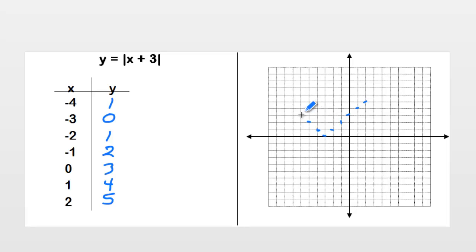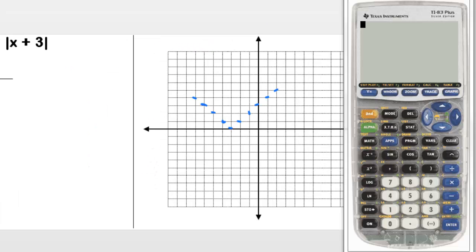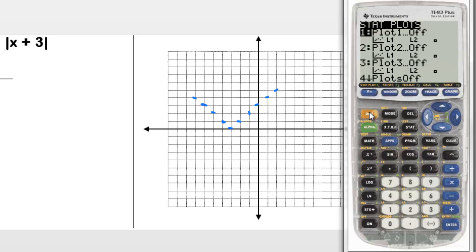So once you're familiar with how the absolute value function works, it's possible to use a graphing calculator or an online graphing calculator to verify your work. Please make sure you understand the underlying function and how it operates before you use the graphing calculator. To graph the absolute value on a graphing calculator, it's always a good idea to first check and make sure that your stats plot is clear. So I hit second, stats plot, we want to make sure that they are off.